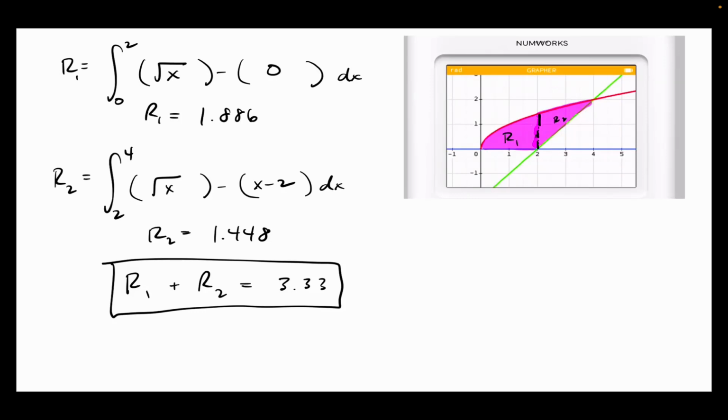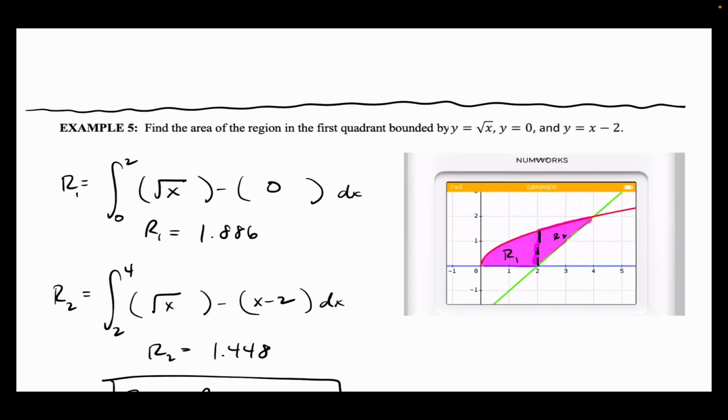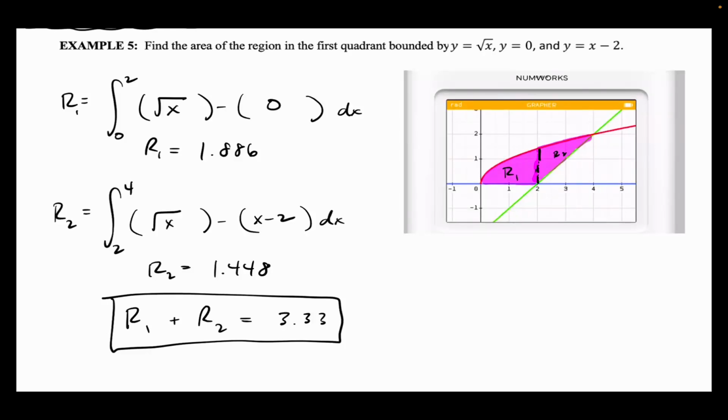So every problem we've done today, so we've done what, 5 problems? Every problem we did top minus bottom, and then the bounds were left, right.